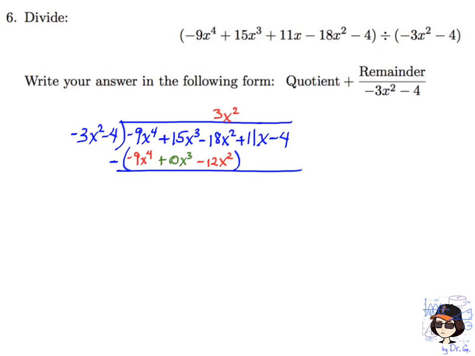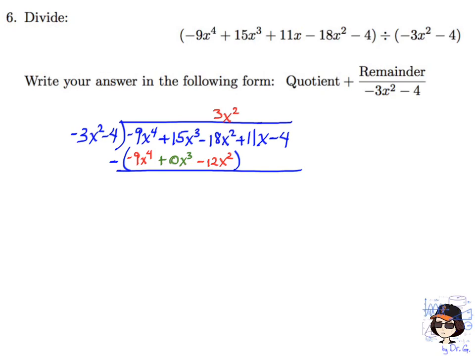And I know some people like to distribute that minus sign, but it's kind of dangerous because people tend to forget to change all the signs, and it will be hard for me to tell. That's a mistake that I cannot find when you do it that way. So I would leave it like this and do the subtraction in your head term by term. So what I mean is, in your head, you say negative 9x to the fourth minus negative 9x to the fourth is 0.